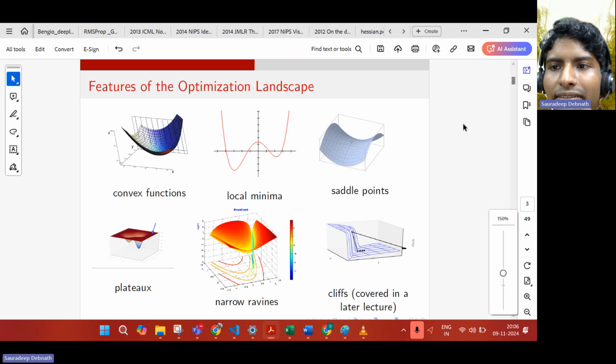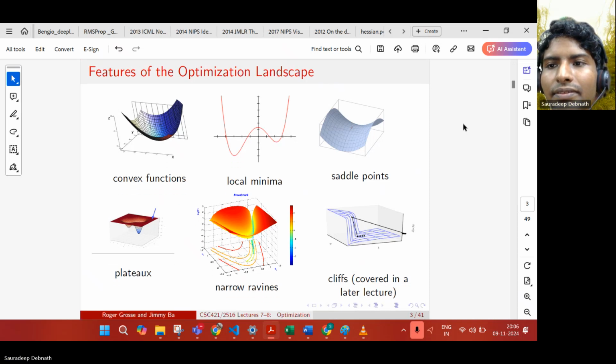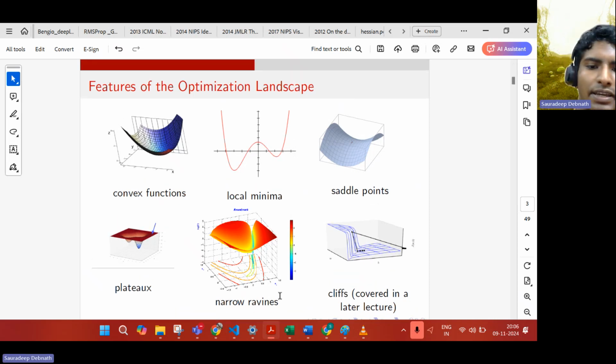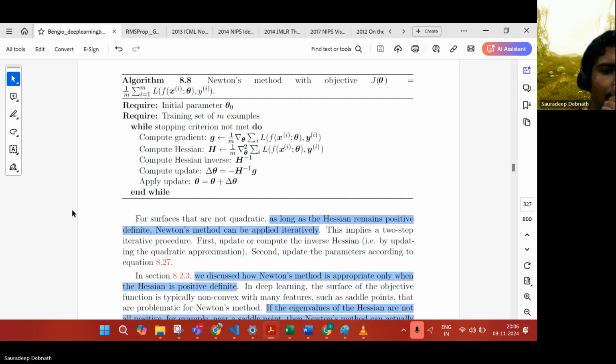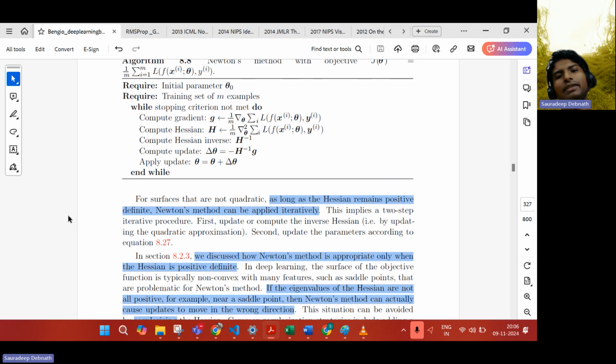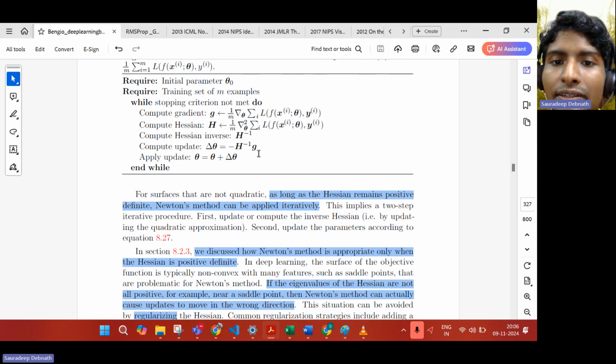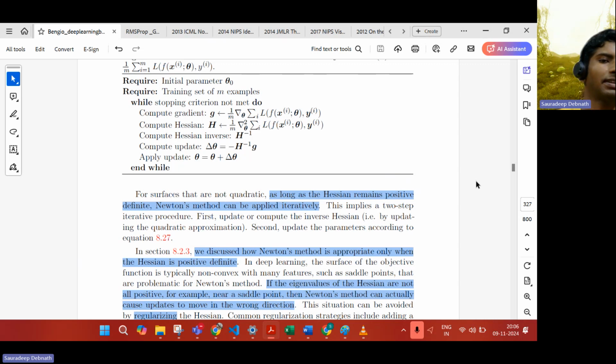So the Hessian itself. Going back to Newton's method, we have to invert the Hessian, and we can do so as long as none of the eigenvalues are zero. If they are zero, then the determinant is zero, so we can't really invert it.